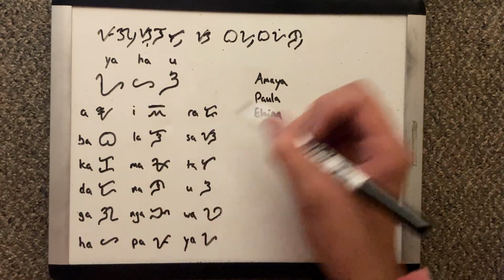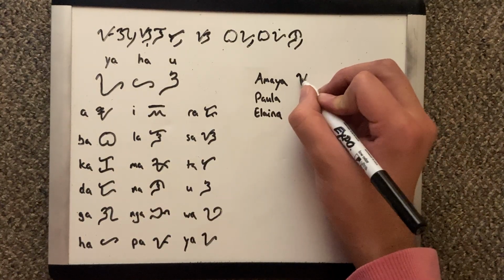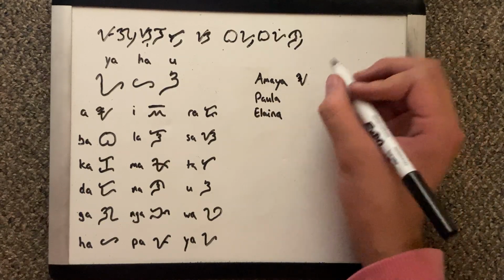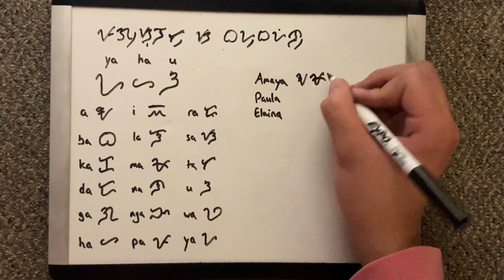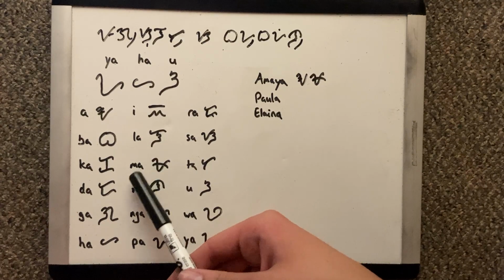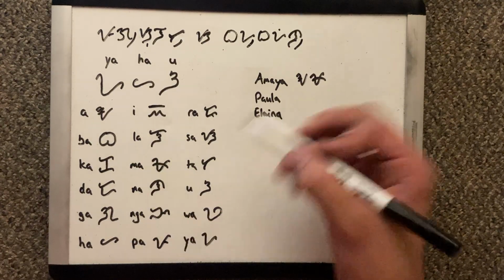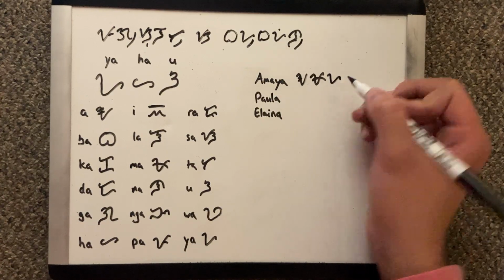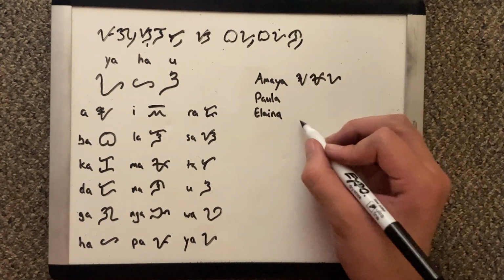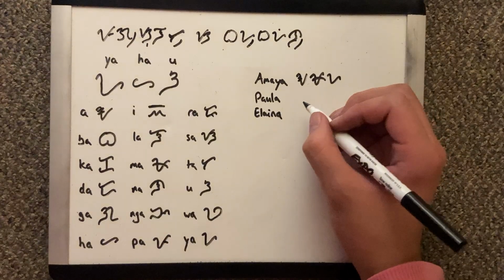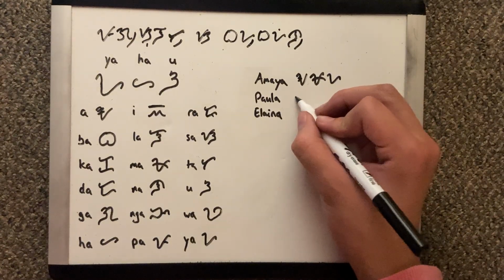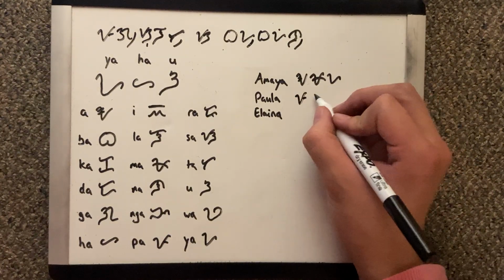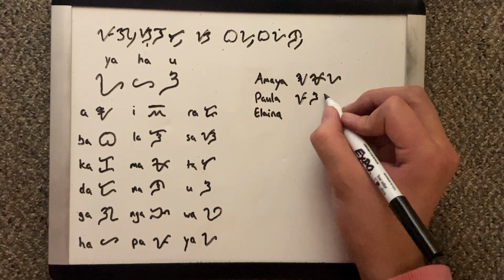So for Amaya, we have the a, and then we have the ma. But if you notice, it comes with the a after it. So that's already taken care of. And the next character should just be the ya.